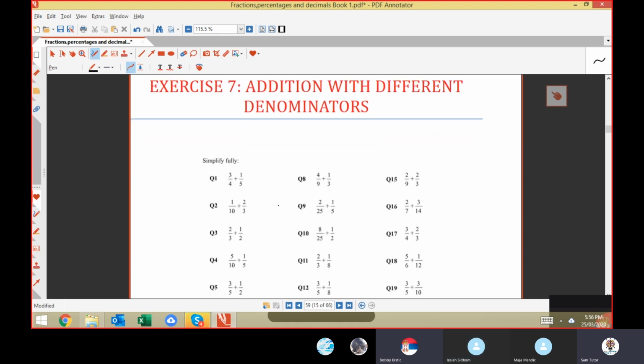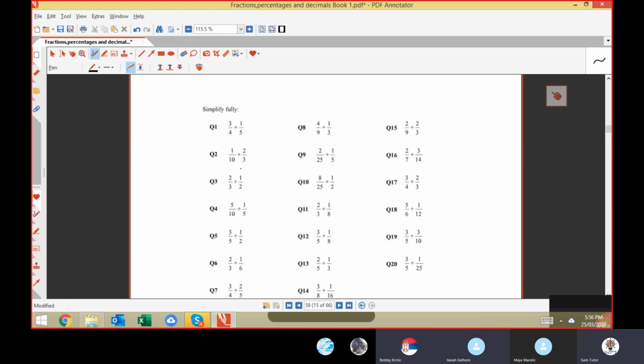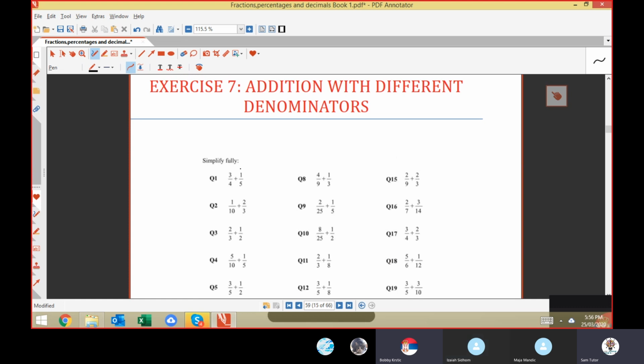Addition with different denominators. All right. Let's do these ones. Some of the students that I had last year, you probably remember what I've done with this. It's a really weird way of doing it, yes, but it works because everyone remembers it.